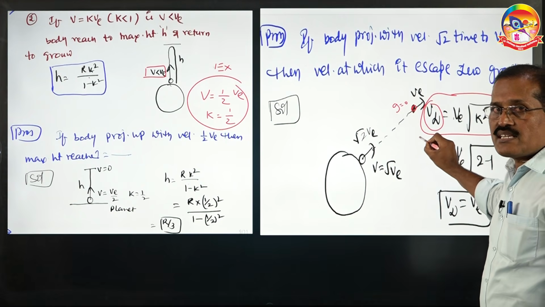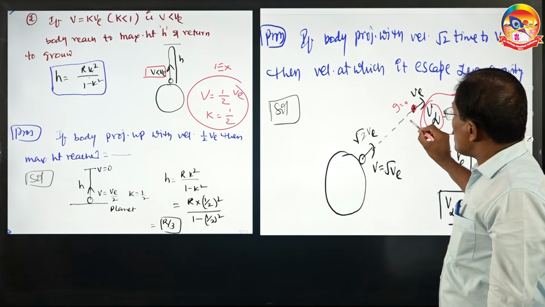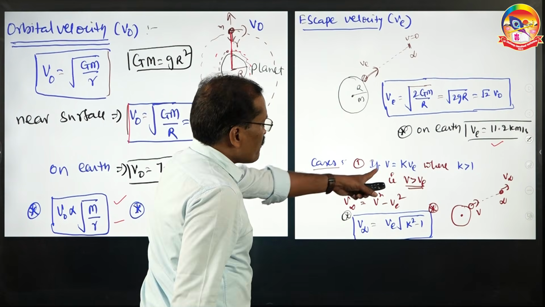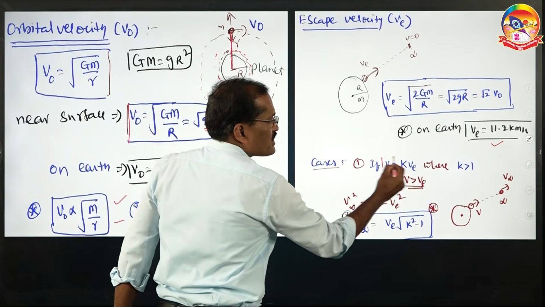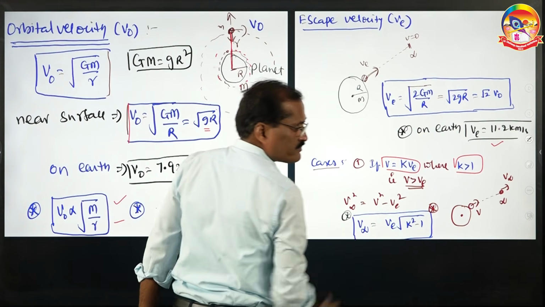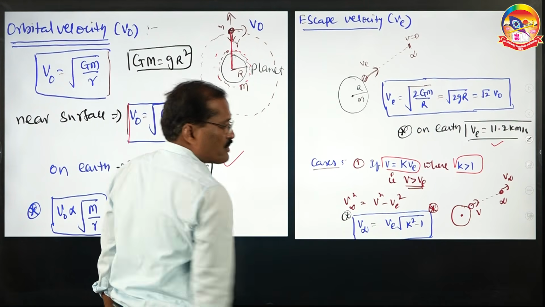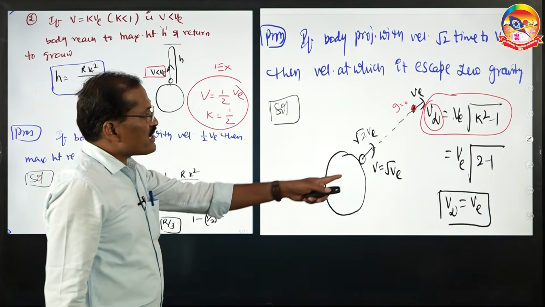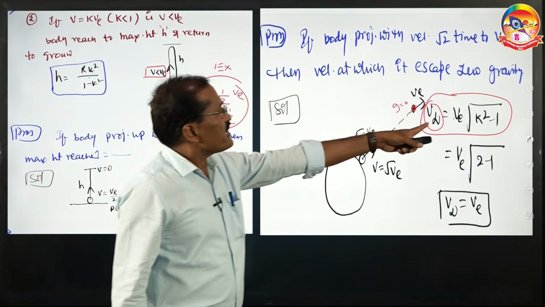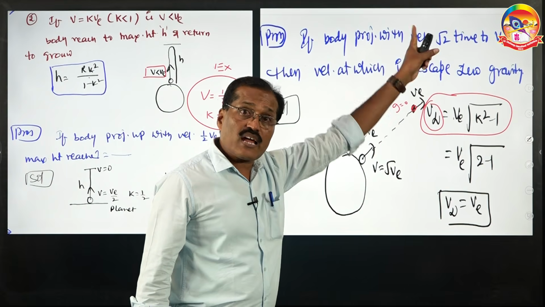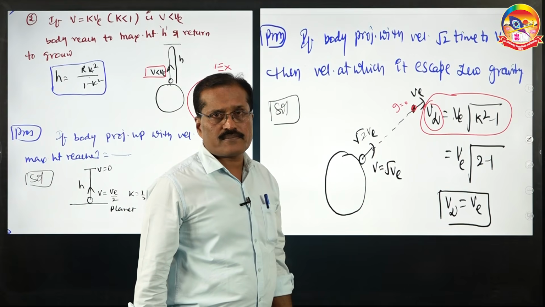This is the velocity. I will repeat once again, if you project the velocity, I give you the concept here also: if the velocity v is k times the escape velocity, where k is greater than 1, in that case v at infinity is equal to v under root k square minus 1. Based on that only this problem is constructed, where k is equal to 2 times root 2, therefore the body leaves zero gravity with a velocity equal to the escape velocity.